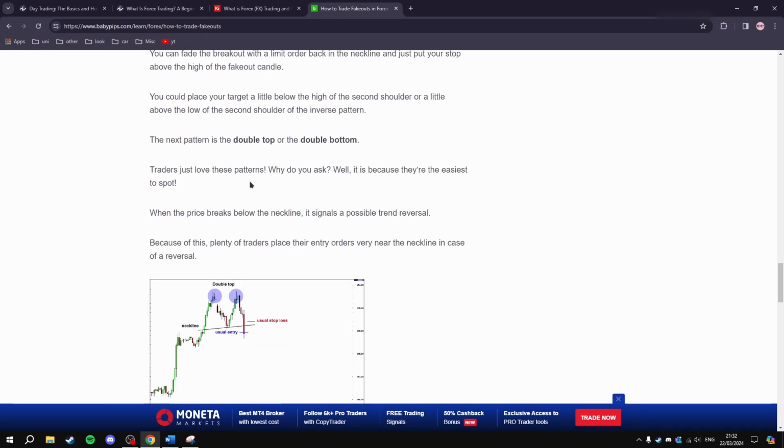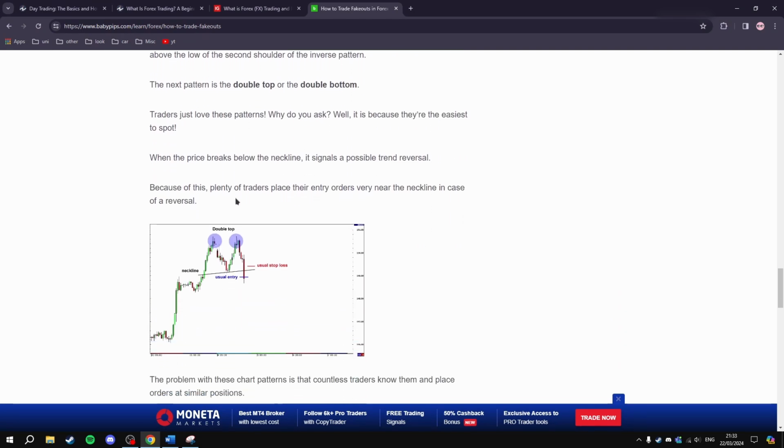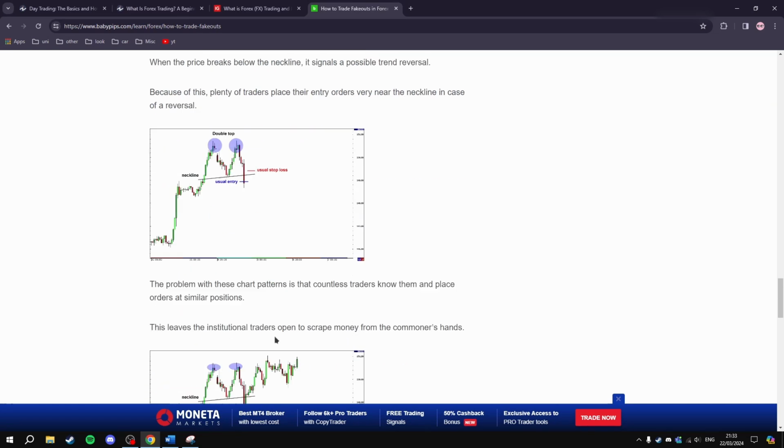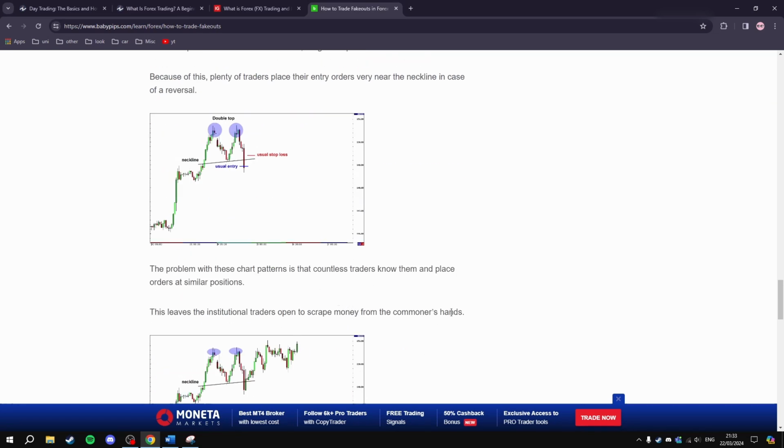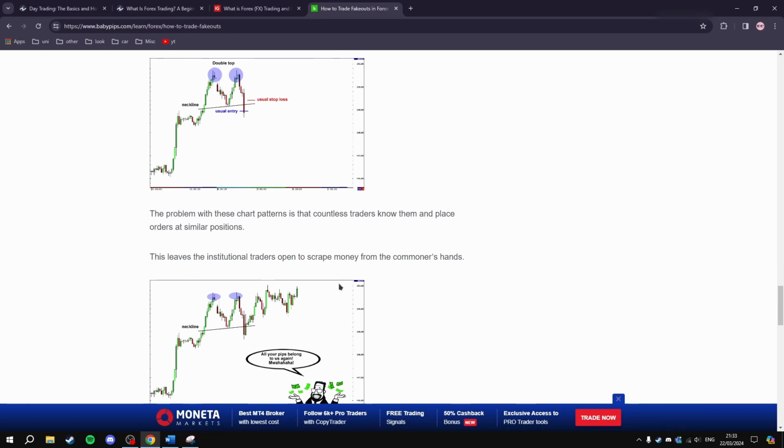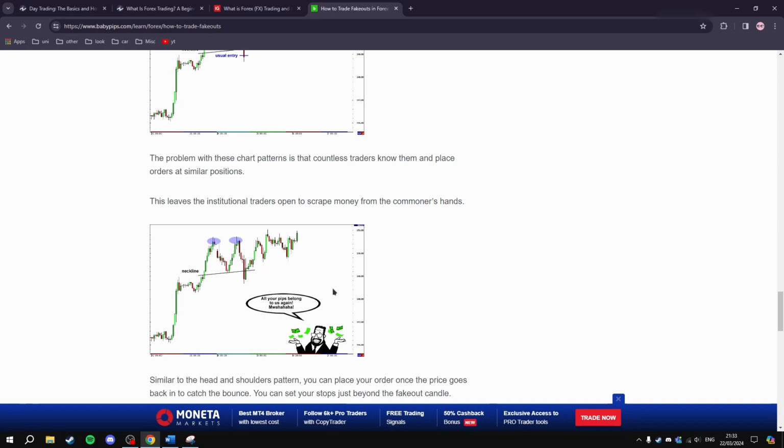Right, okay. The next pattern is a double top or double bottom. Traders just love these patterns. Why do you ask? Well, it's because they're easiest to spot. When the price breaks below the neckline, it signals a possible trend reversal. Because of this, plenty of traders place their entry orders very near the neckline in case of a reversal. The problem with these chart patterns is that countless traders know them and place their orders at similar positions. This leaves the institutional traders open to scrape money from the commoners' hands. All your pips belong to us again, wahahaha.